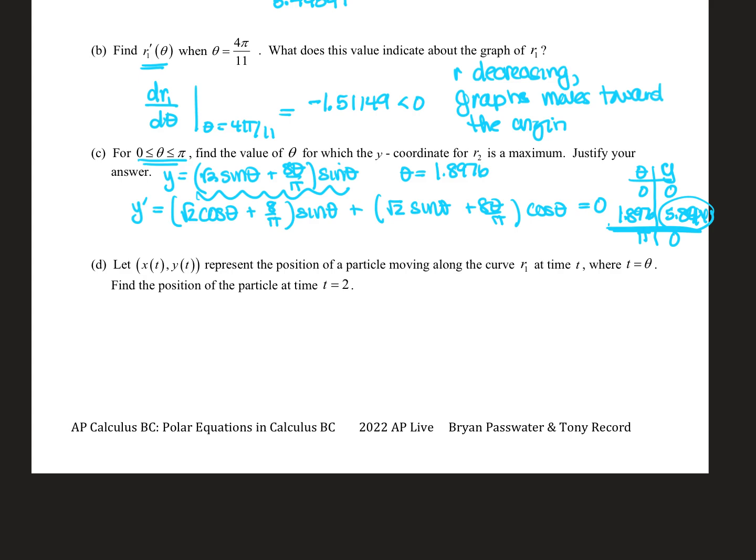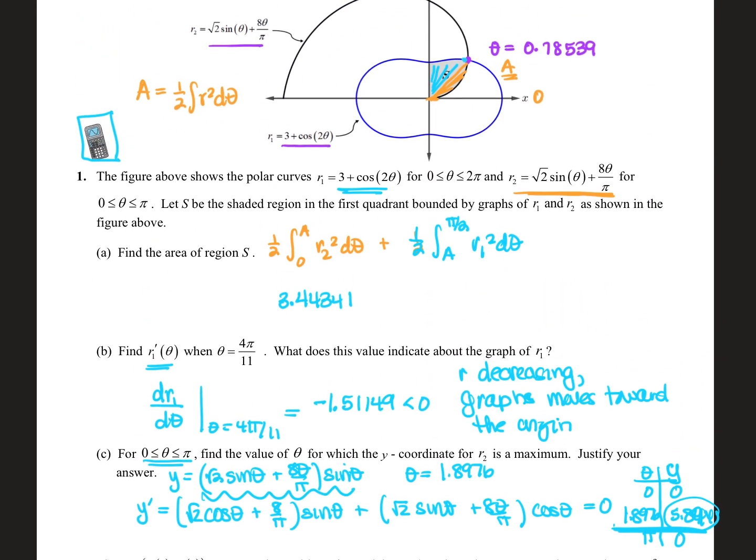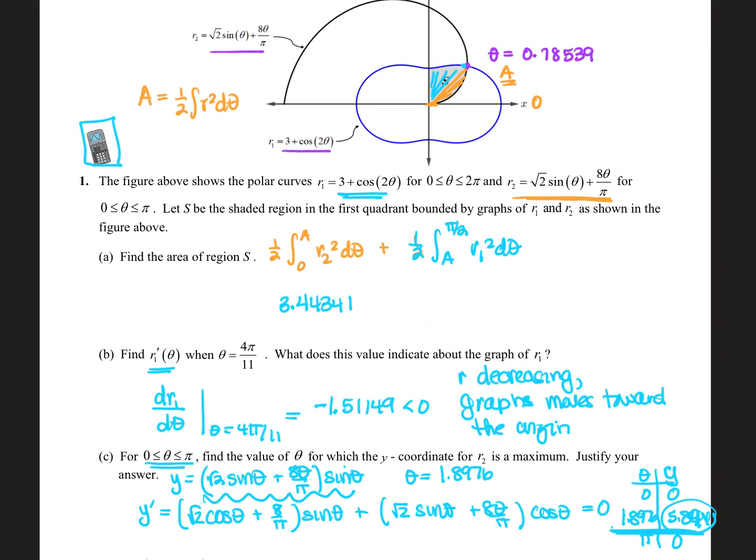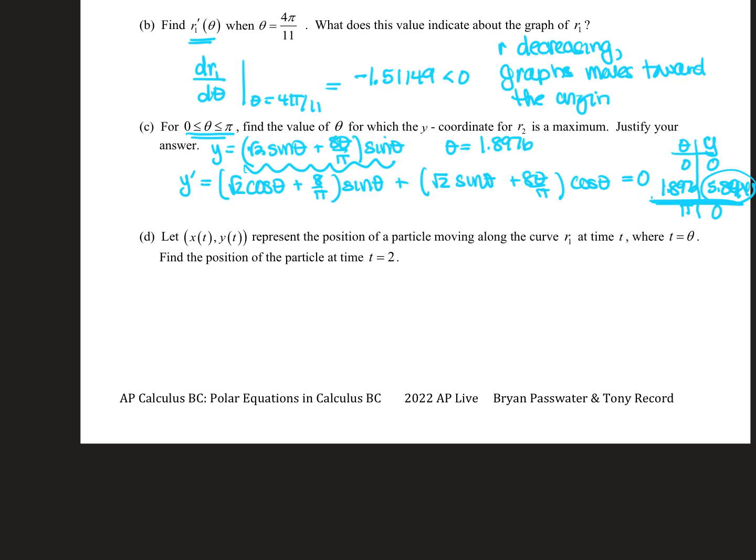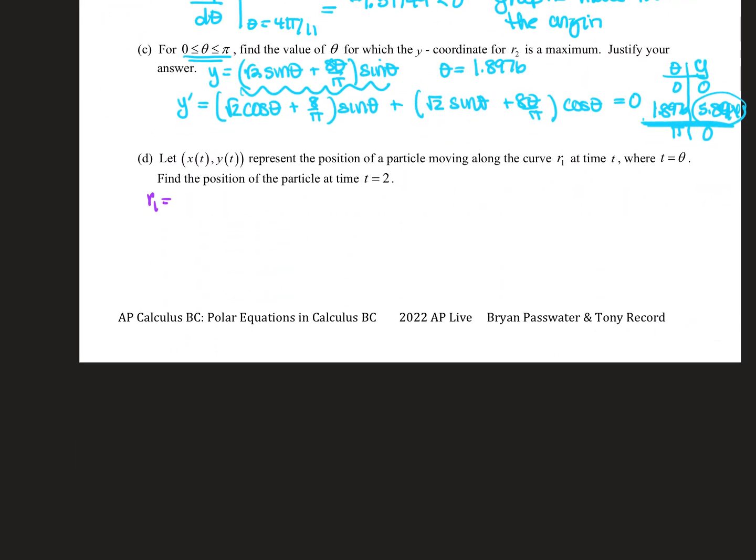Let x of t and y of t represent the position of the particle along R1 where t is equal to theta. Find the position of the particle at time equals 2. Okay, so first thing we're looking at R1. R1 is equal to 3 plus 2 cosine theta. So let's write that down. R1 is equal to 3 plus 2 cosine 2 theta.